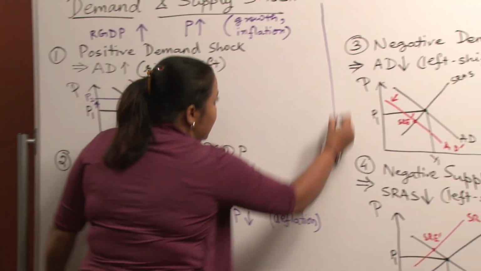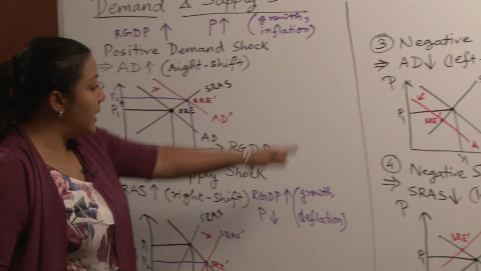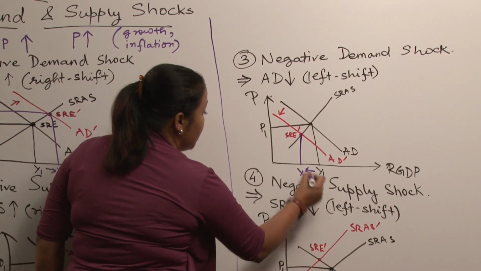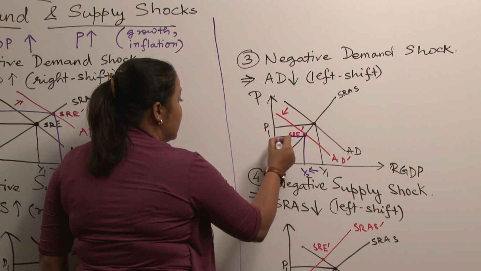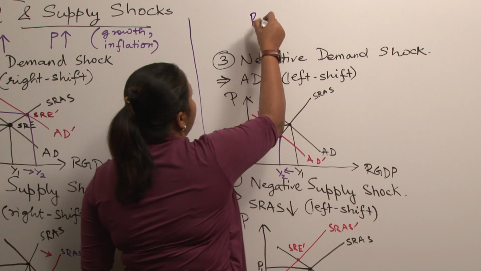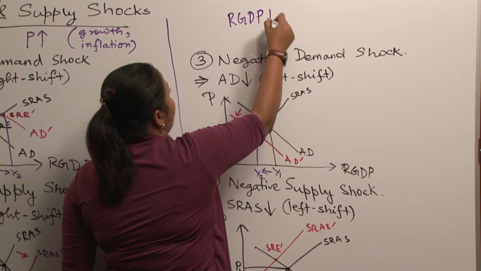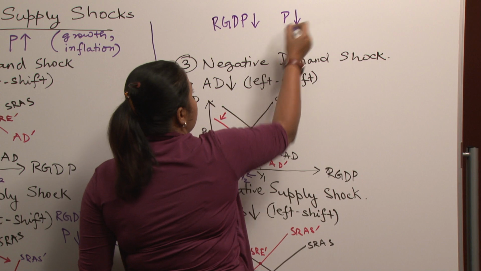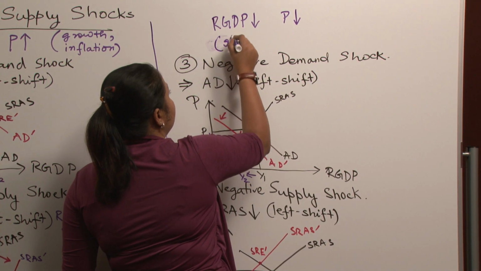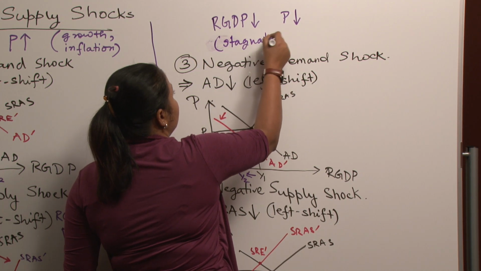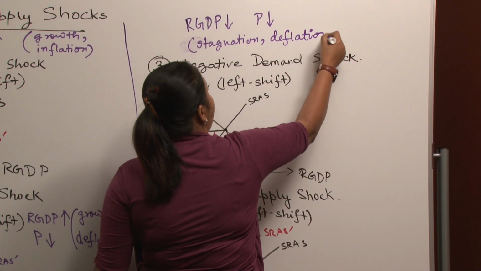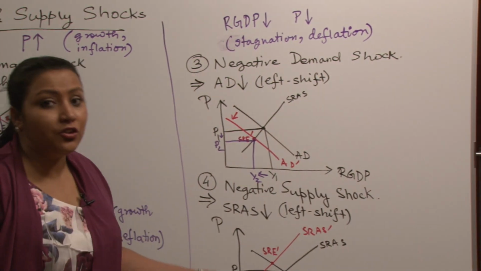Okay? Let's look at the negative demand shock. If you look at a negative demand shock, then at the new equilibrium, the real GDP is going down and the price index is going down. So here you have a situation where your RGDP is going down and your price index is going down. So basically you have stagnation and you have deflation. Once again, one is desirable, deflation is desirable, stagnation is not.